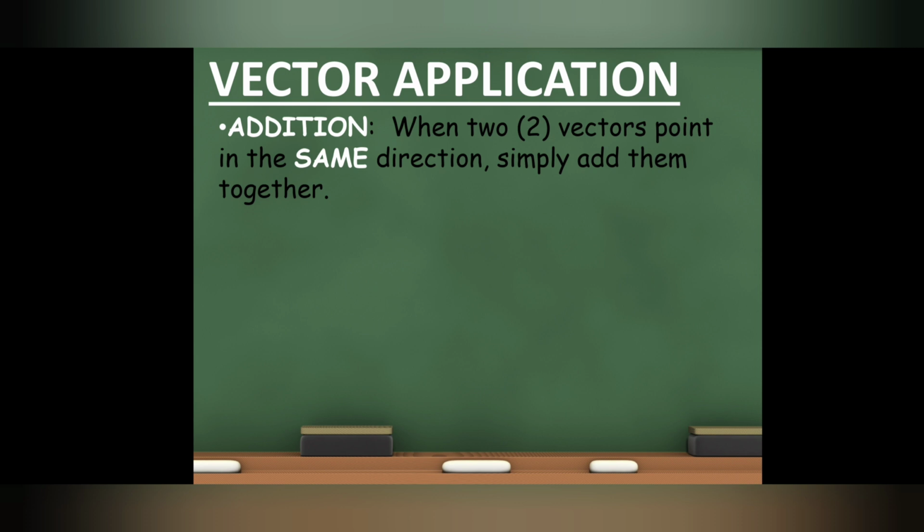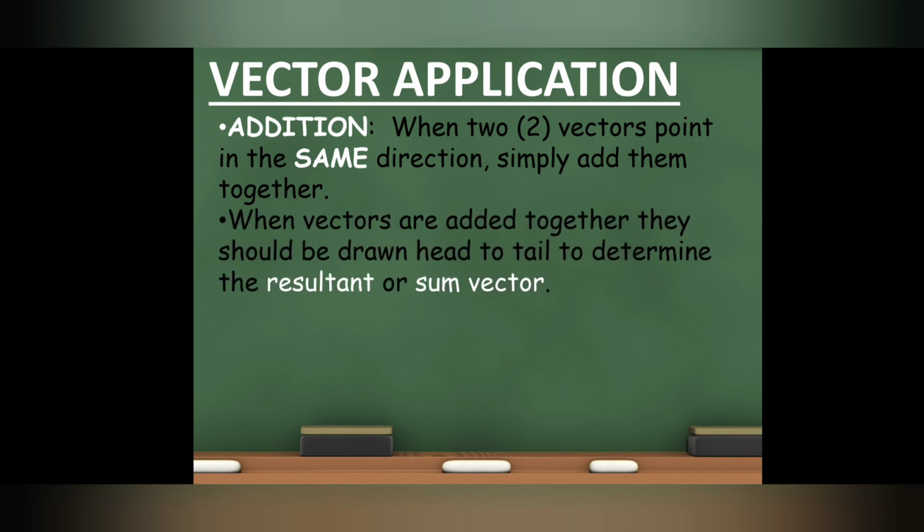In addition of vectors, when two vectors point in the same direction, then we simply add them together. When vectors are added together, they should be drawn head to tail to determine the resultant, or sum vector. So whenever vectors are added, they have to be added from head to tail, and that gives us the resultant, or sum, of those vectors. The resultant goes from the tail of A to the head of B.